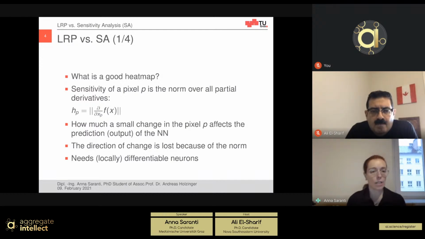Now, we can go and say that the sensitivity of an input pixel is the norm over all partial derivatives. Let's assume that we have a neural network that we all know computes a linear function f of x. We could compute this value and print it out and say that sensitivity analysis tells us how much a small change in the pixel p affects the prediction output of our neural network. The direction of the change is lost because of the norm, but let's not concentrate on that for now. Of course, the requirement is that we have locally differentiable neurons.